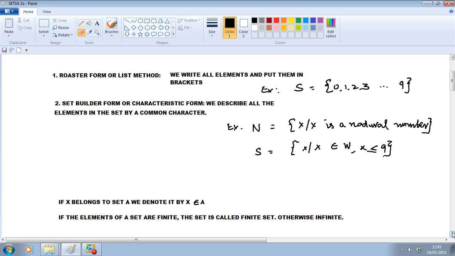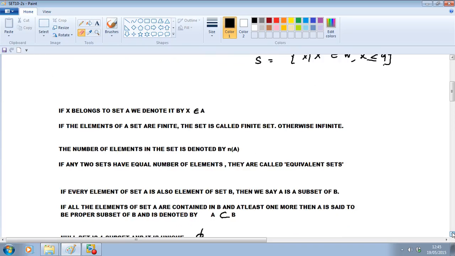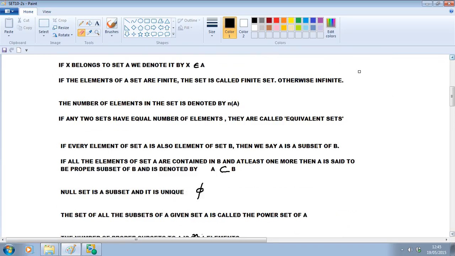Next, if x belongs to set A, we denote it like this: x belongs to, and we put the symbol ∈. That means x belongs to the set A. So this is a new notation. In the set, we check whether this x is there.